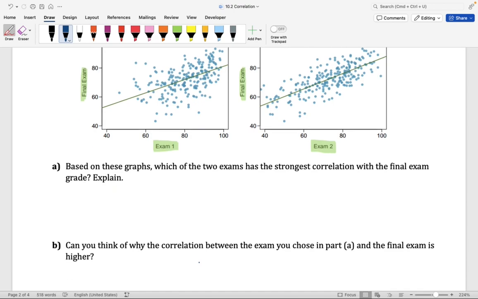In part B, you're being asked to reflect on why it is the case that one of the exams has a stronger correlation with the final exam. In other words, why is it the case that one of the scatter plots has a stronger linear relationship? There are different reasons why we might be seeing this correlation. Go ahead and think of a few. I will go ahead and mention some of them below this video.